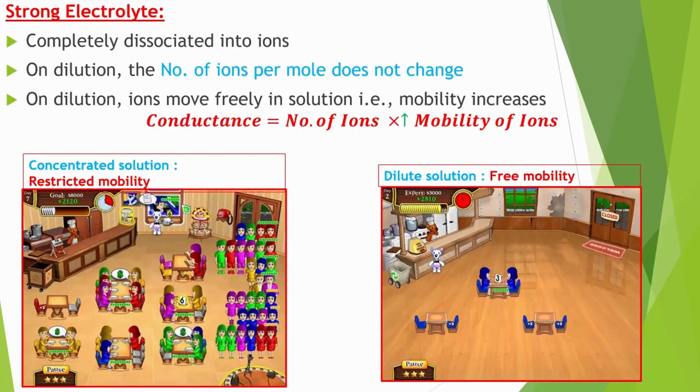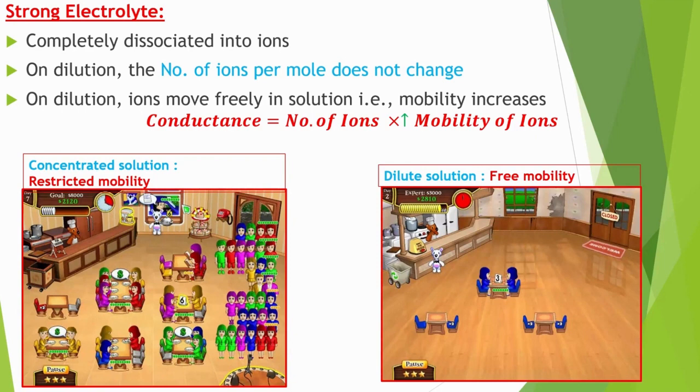A strong electrolyte like sodium chloride is completely dissociated into ions. That is, if you take 100 moles of sodium chloride and dissolve it in water, you will get 100 moles of Na+ ions and 100 moles of Cl- ions. That is what we mean by complete dissociation. When you dilute the solution, what happens? The number of ions per mole is not going to change.